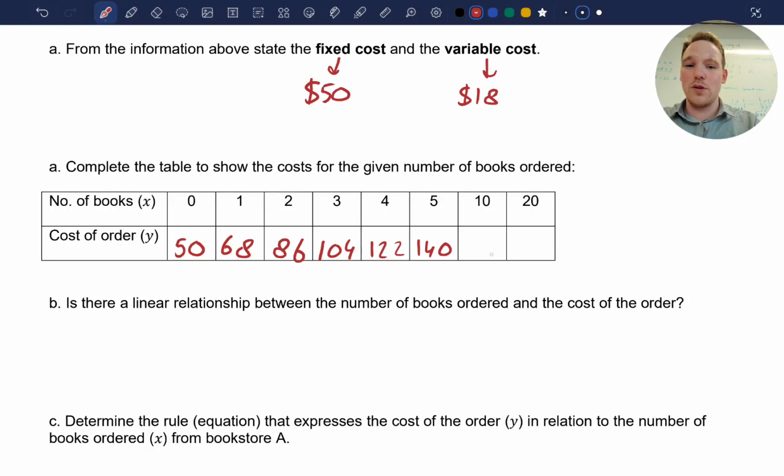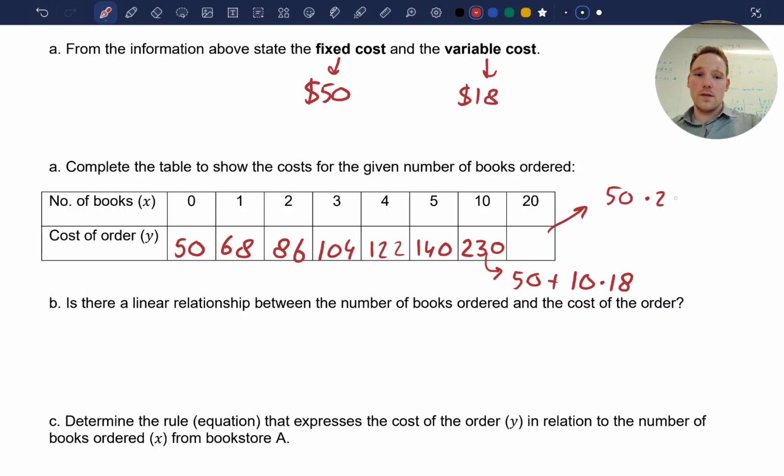This is actually a good question to do in a bit more detail. We see we have the fixed cost of 50 plus 10 times 18. So 180 plus 50, giving us 230. And then once again, if we do it for 20, 50 plus 20 times 18. What do we get? 410. Yes, very good.